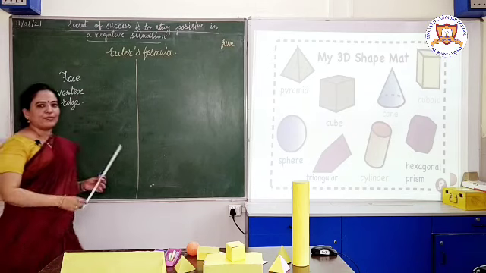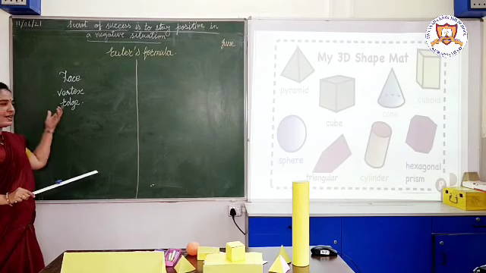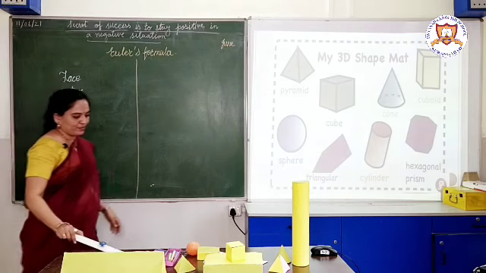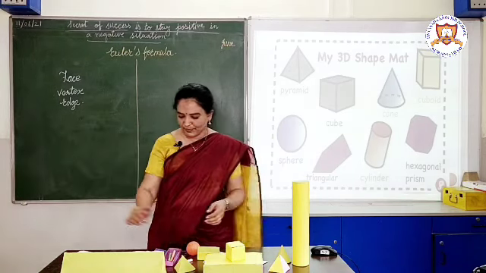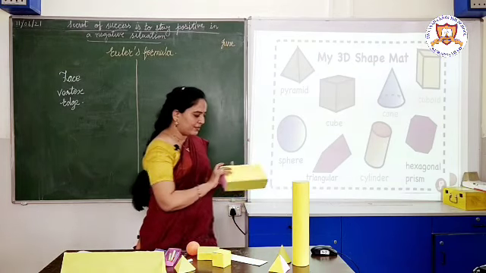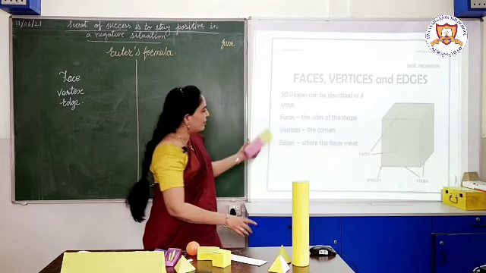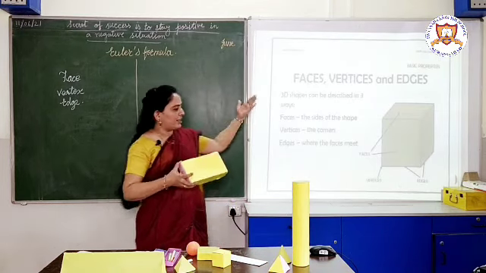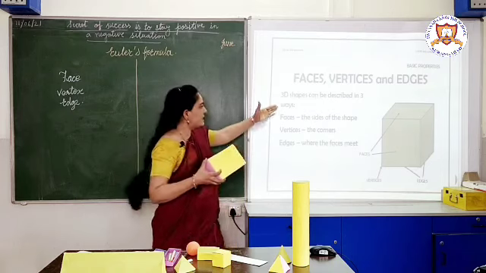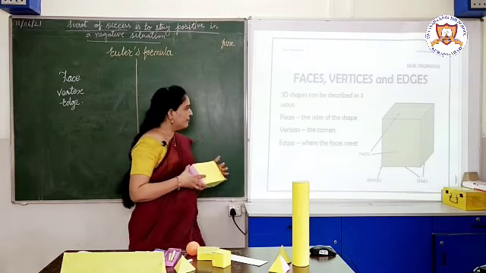This is very important for us. What is meant by face, what is meant by vertex, and what is meant by edge. Just see now, I am taking a cube or cuboid. I am showing you here also, and here also. We will see this figure in comparison with our cuboid, okay.